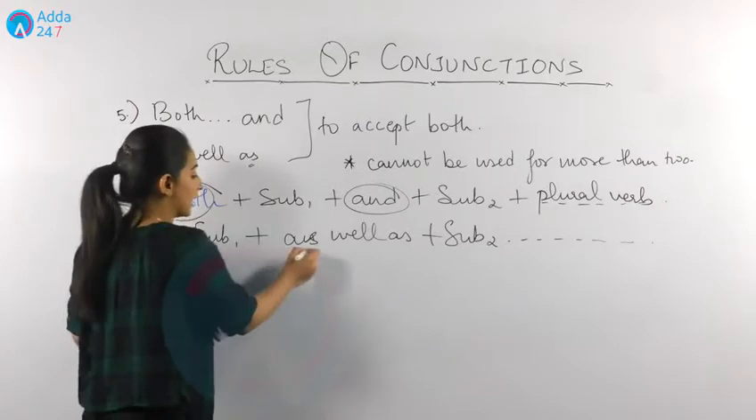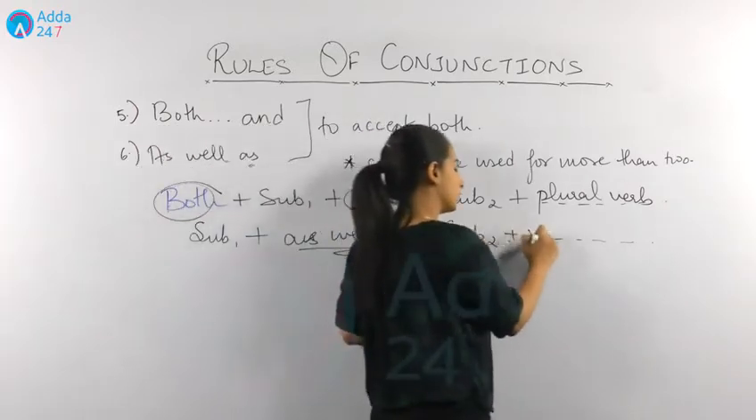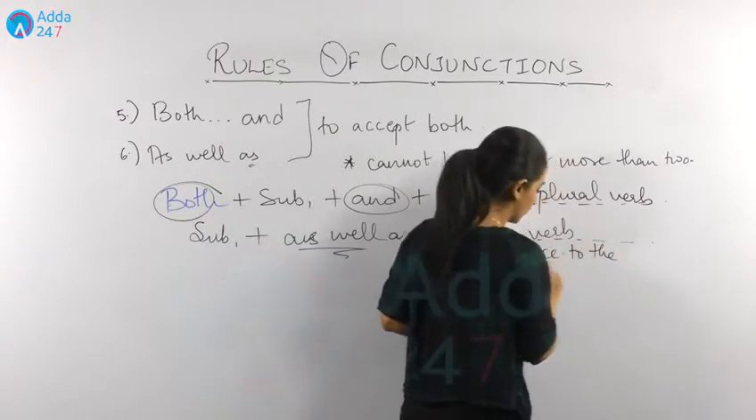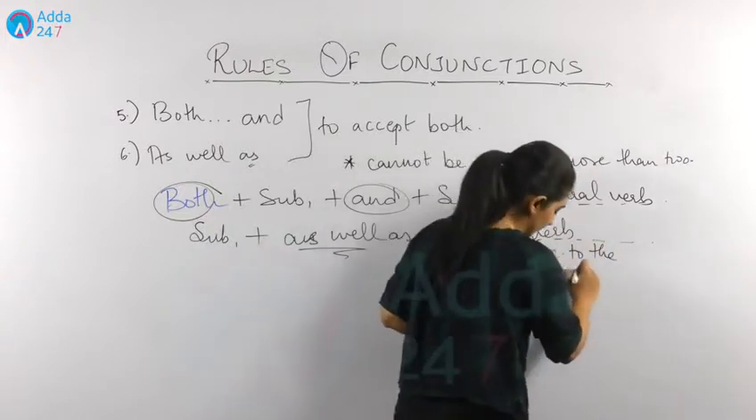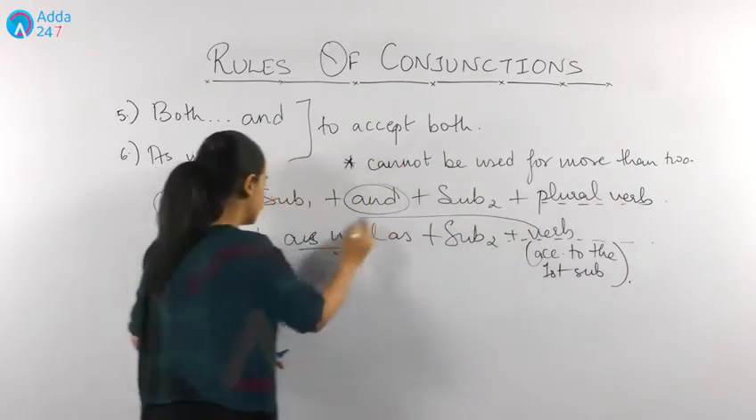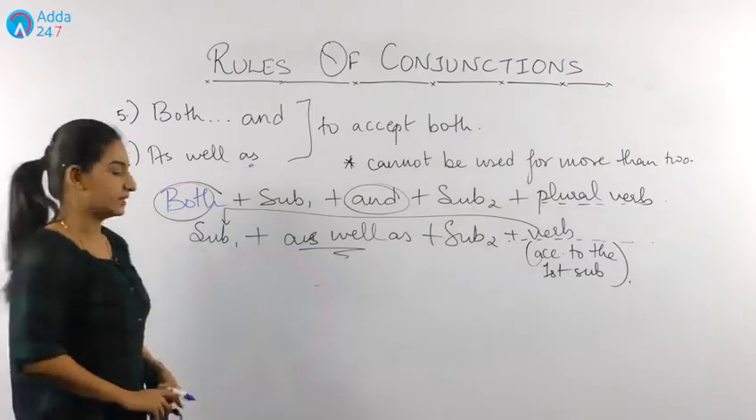Now if we use as well as, the verb used here will be according to which subject? First subject. Yes, you are right. And which is the first subject here? This is the first subject, right? Now let's take some examples to understand this.